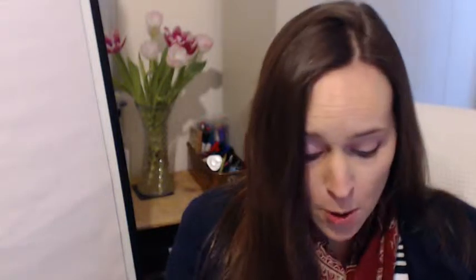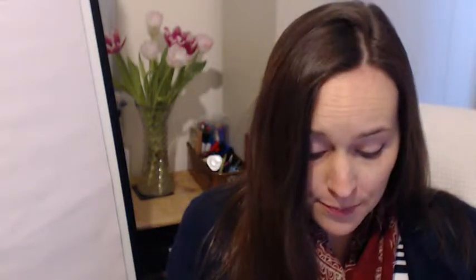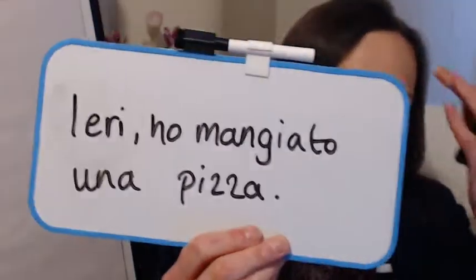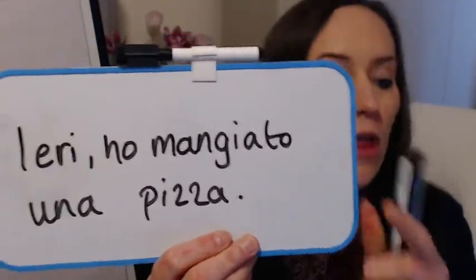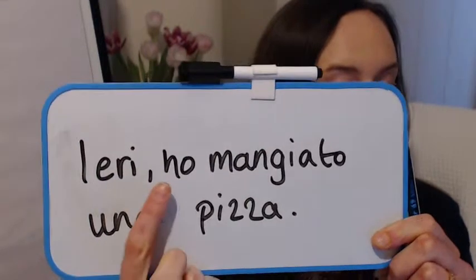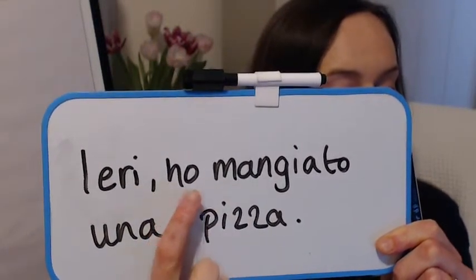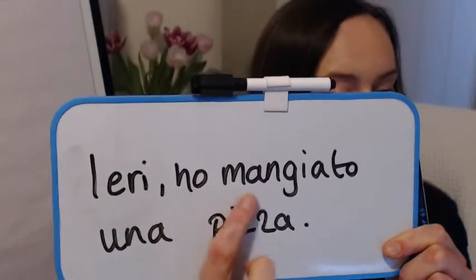Ieri ho mangiato. Oh, my writing's terrible. I need to write it properly so that you can read it. Ieri ho mangiato una pizza. Just an example here, okay? Normally I have my pizza on Monday evening before I get to my Italian class. Ieri ho mangiato una pizza. Ho mangiato. I have eaten, or I ate, if you like.